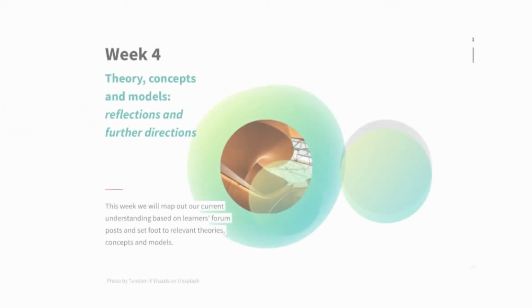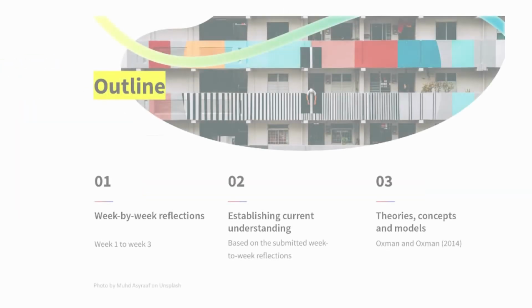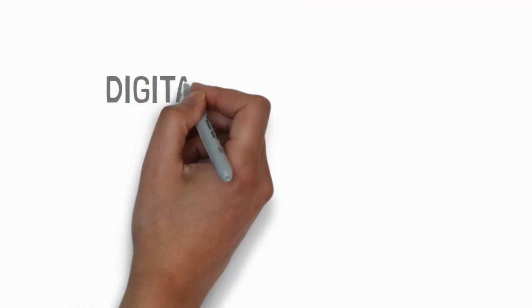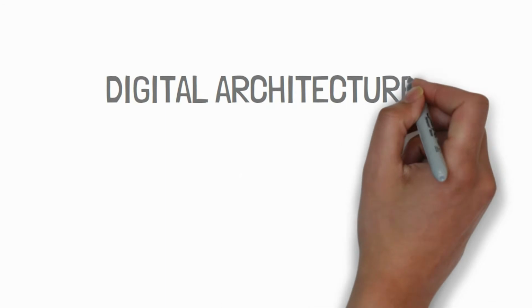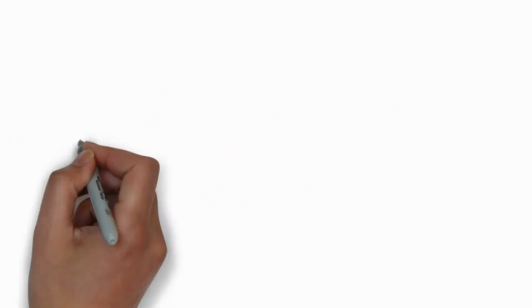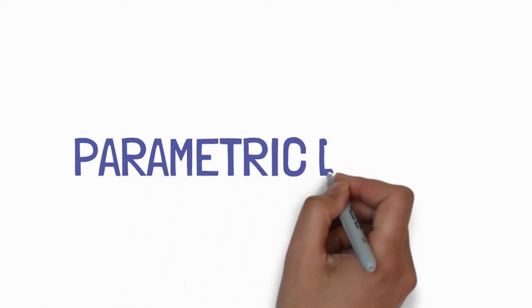Previously in week 4, we have looked at the theory, concepts and models of digital architecture. We also have looked at our week-by-week reflections and established our current understanding. We're on week 5 now, and this week we will be exploring a design field or area called parametric design.